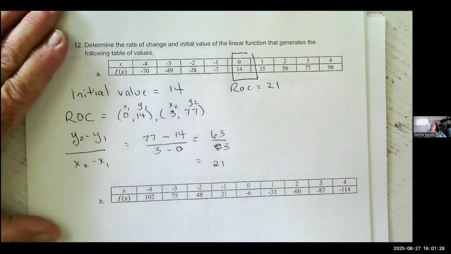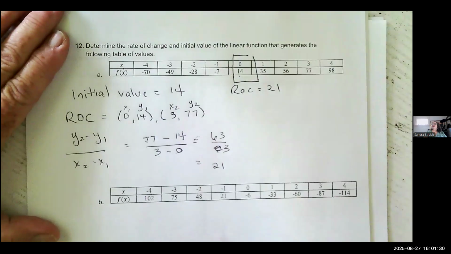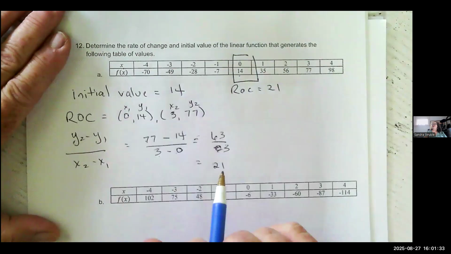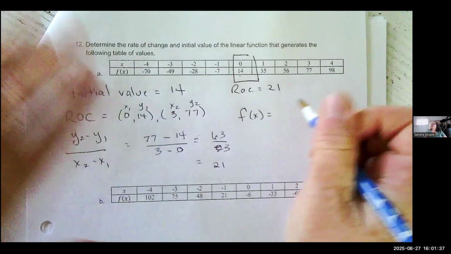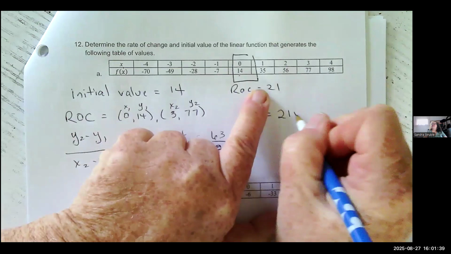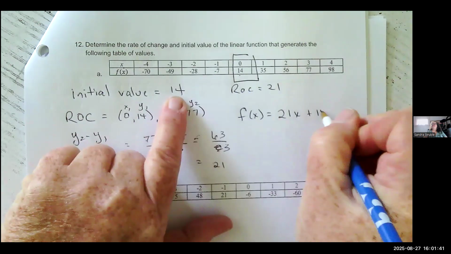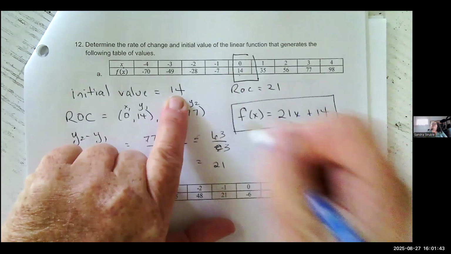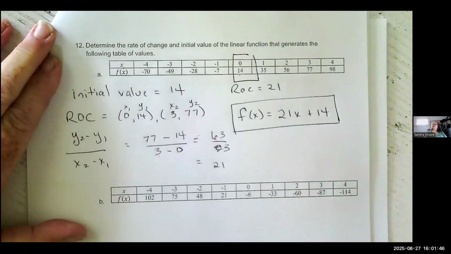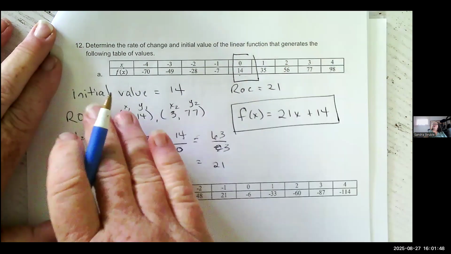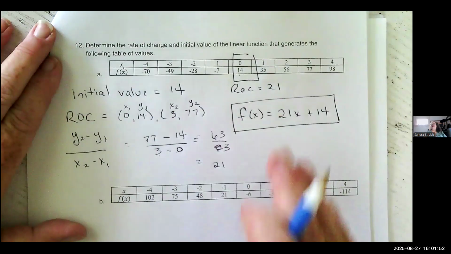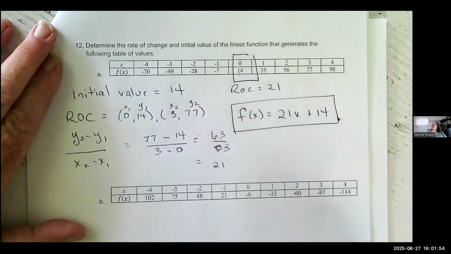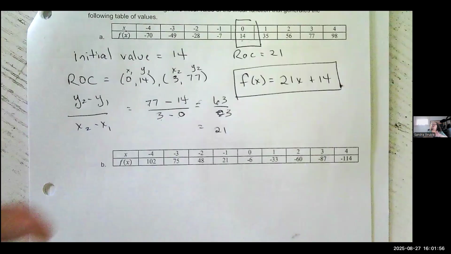I can now write a linear function given these two pieces of information. My linear function for f of x is equal to 21x plus 14. Okay. I would like for you, for this next one, find your initial value, find your rate of change, and then attempt to write your linear function. Okay. So I'm going to leave this here. You go do yours, and then I'm going to pause the video and then come back and see how I did it.